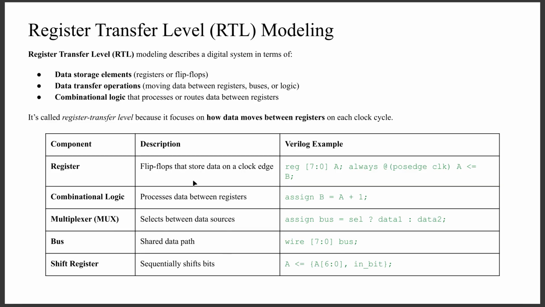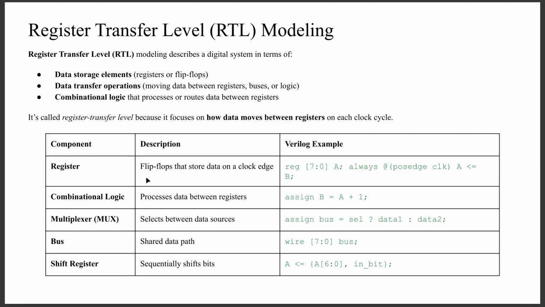And then finally, register transfer level modeling. Register transfer level modeling describes a digital system in terms of data storage elements, data transfer operations, and combinational logic that processes or routes data between registers. It's called register transfer level because it focuses on how data moves between registers on each clock cycle.